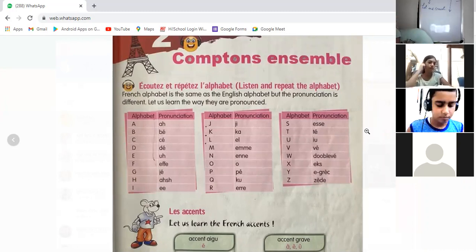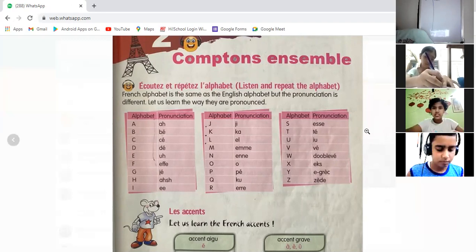Done? Yes, ma'am. Now take out your copies and write all these alphabets in English also and their French pronunciation also. Okay. You're going to write all the alphabets and how they are pronounced, like this, how it is shared on the screen in a similar way.